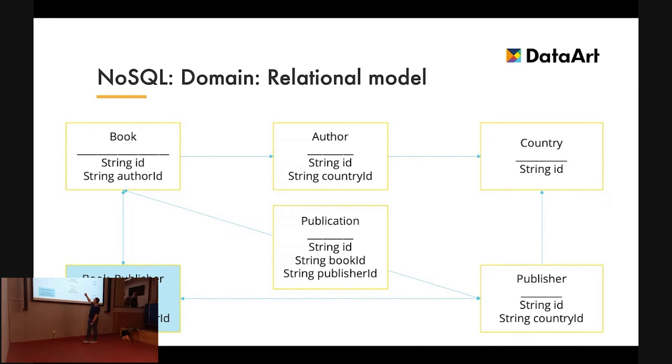We have author, which has its own ID and country ID. We have book, which has its ID and refers to author by author ID. And we have an association table, book publisher, which has book ID and publisher ID. And now, is it clear?